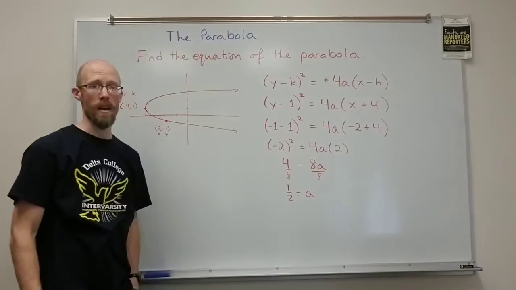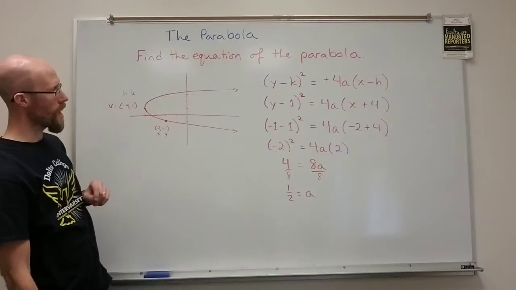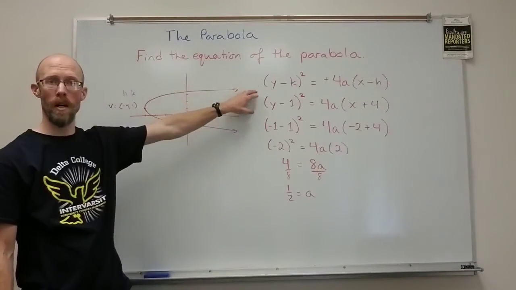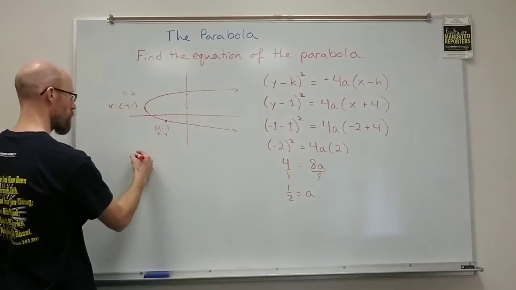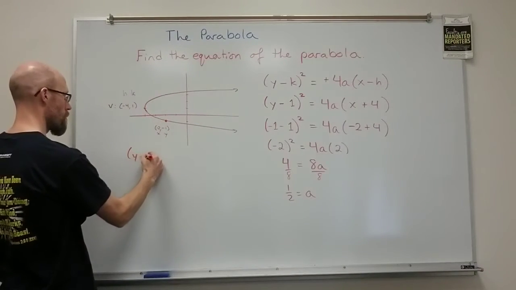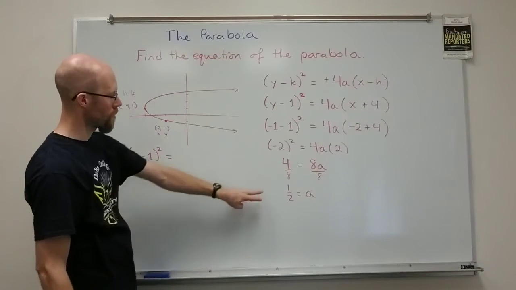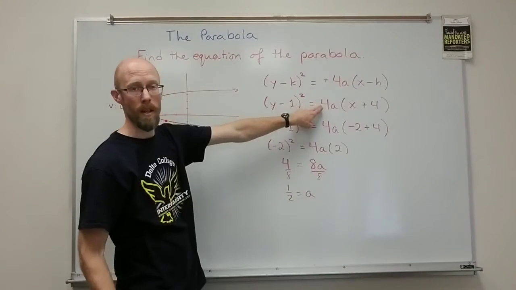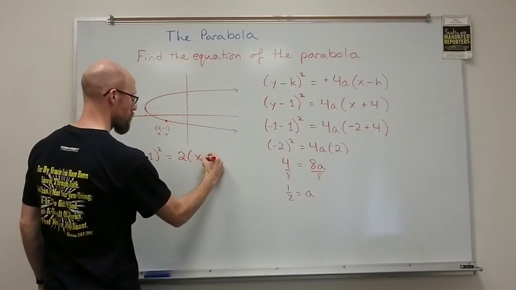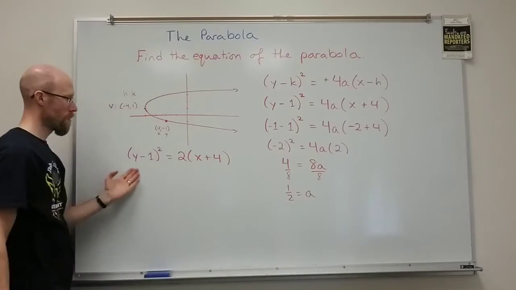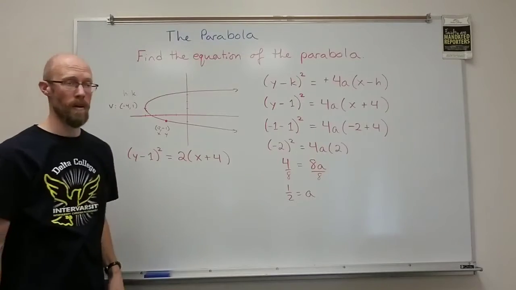the value for a. And so now I take the a along with the h and the k, I plug them into my formula now that I have the right structure for the formula, and my final answer should be y minus 1 squared equals, now if I do 1/2 times 4, that gives me 2. So I have 2 there, and then an x plus 4. There's the equation for this parabola.